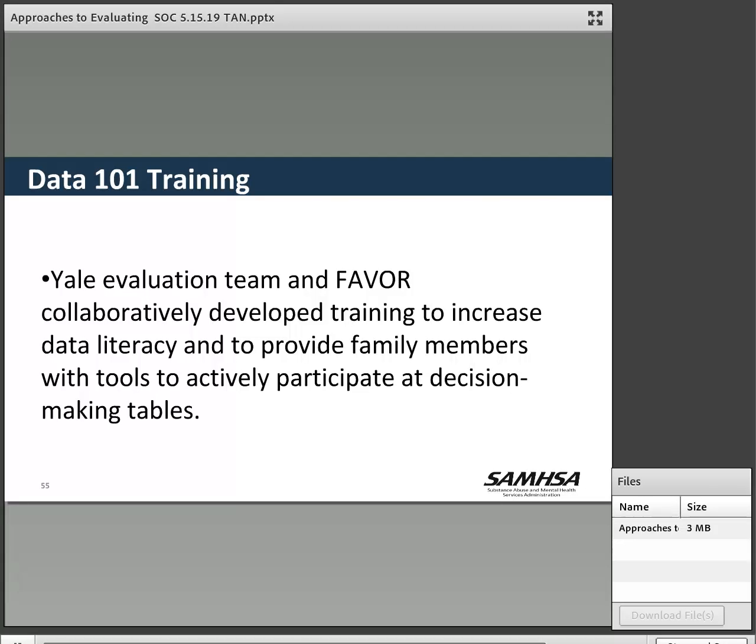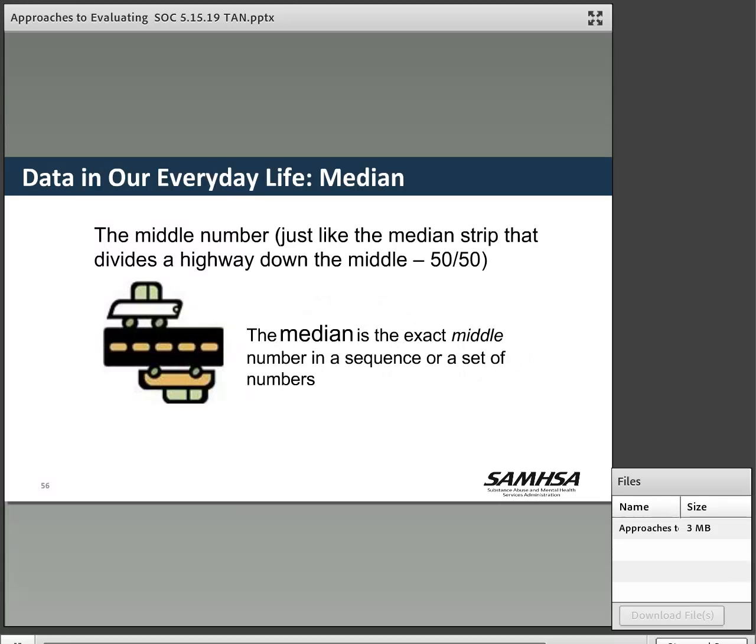The second example is our Data 101 training. As we have worked to partner with family members in all aspects of our network of care, including their being in leadership roles at decision-making tables, it became clear that some family members have not had previous exposure to data, and therefore when data was presented at these decision-making tables to inform their work, some family members did not necessarily know how to be good consumers of this data. So with the goal of increasing data literacy, our evaluation team in collaboration with FAVOR developed a Data 101 training.